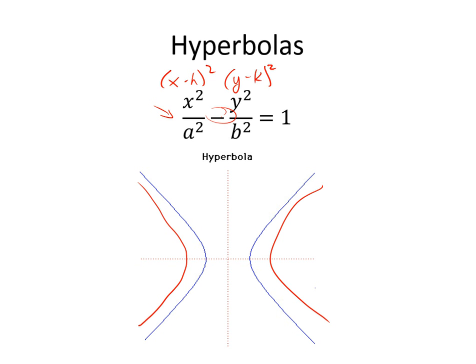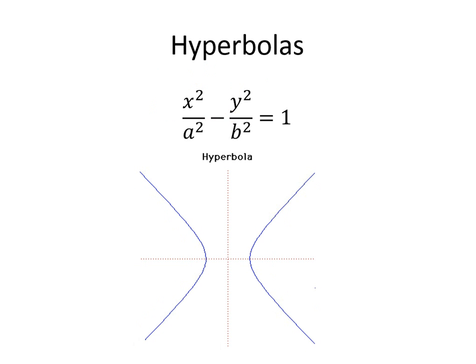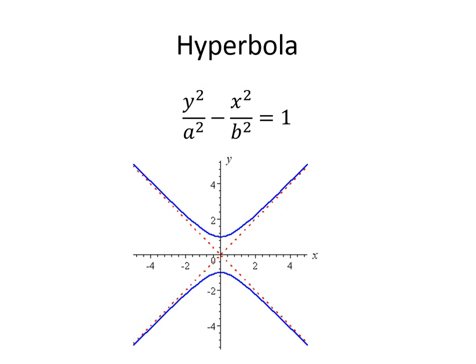So if the x is first in front of the subtraction sign, this is what it would look like. It opens up along the x-axis. If it's the other way, so if the y is first, then it opens up along the y-axis. Okay, so it opens up and opens down. So whichever one is first, that's the side that it opens up to.